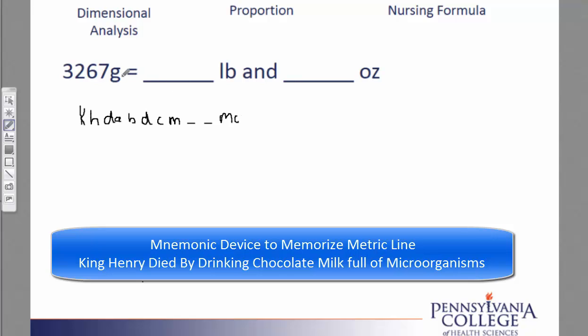Grams does not have a prefix, so it is a base unit. We want to go to kilograms, and so we'll need to move our decimal 1, 2, 3 places in this direction. Currently our grams is a whole number, so the decimal is at the end, and we'll move it 1, 2, 3 places in the same direction as on our metric line. This gives us an answer of 3.267 kilograms.